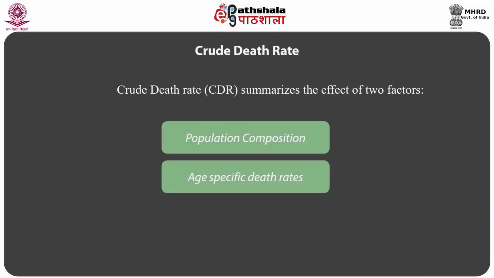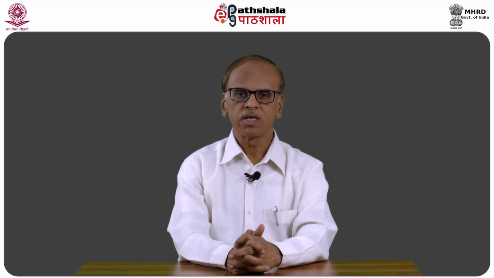Crude death rate, CDR, summarizes the effect of two factors. One is A. population composition, B. age-specific death rates. A problem with the CDR is that it disregards the age structure of the population. For this reason, it is called crude.